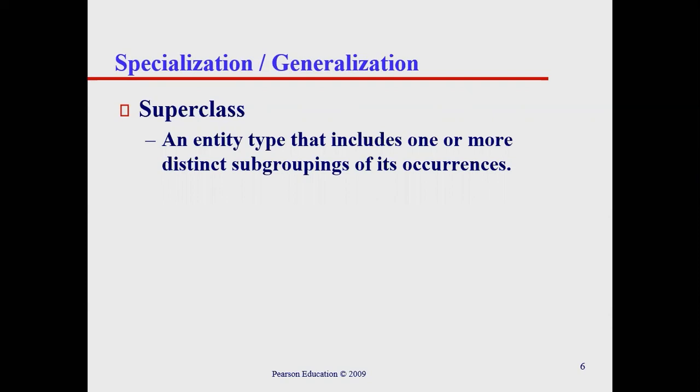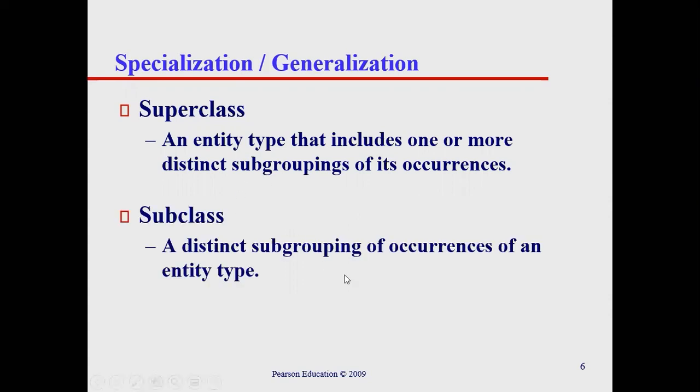We also call the generalization a superclass. It is an entity type that includes one or more distinct subgroupings of its occurrences. A subclass is a distinct subgrouping of occurrences of an entity type, right? So a subclass is more specialized and a superclass is a generalized one.